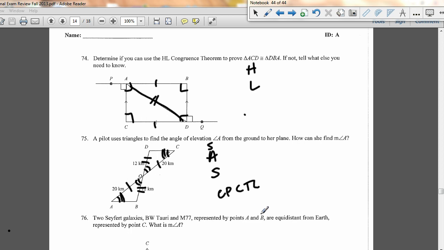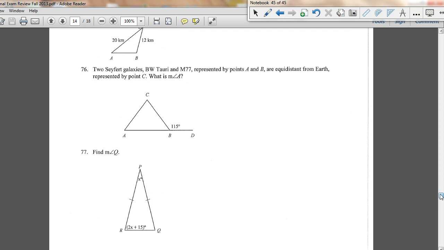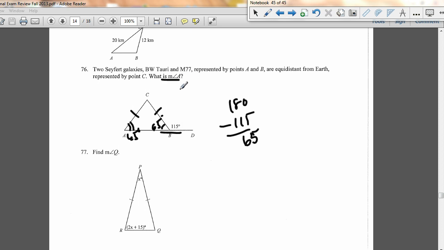For galaxies, this one and that one are represented by those points, A and B, and they are equidistant from Earth, represented by point C. So saying this one and this one are the same amount. What is the measure of angle A? So you've got to figure out this angle right here. Well, you know this is 115 degrees. You can figure out how much this one is, because the long straight line should be 180. 180 minus 115, that's 65 degrees, I believe. That's 65 degrees. This is congruent to that one because this is an isosceles triangle, so that means this is also 65 degrees. That's the measure of angle A.